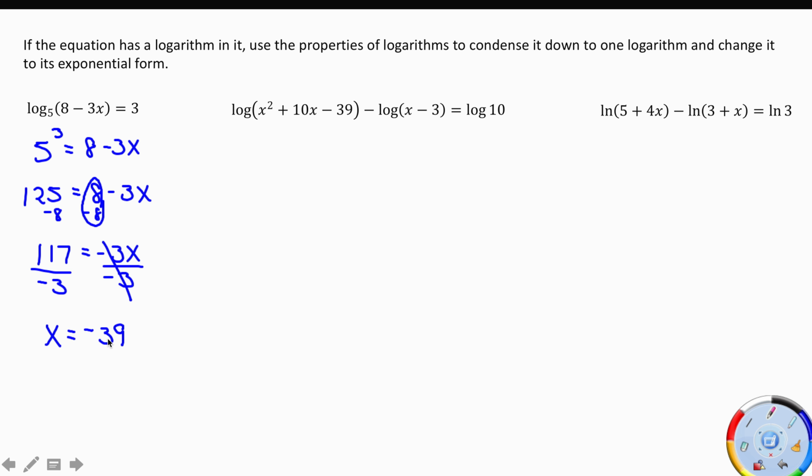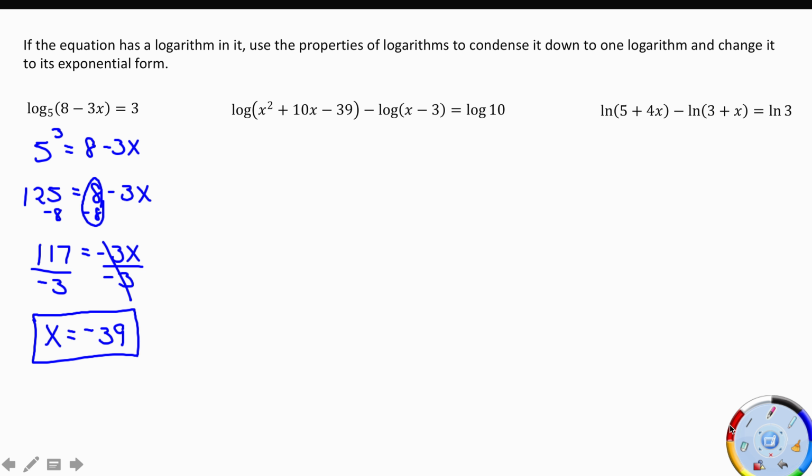Now, recall, with logarithms, you must check your answer because your argument cannot be 0 or negative. Your argument must be positive. It's okay for your x to be negative, but when I plug it into the argument, just like with a radical, right? Because it's exponential. 8 minus 3 times negative 39, I don't really care what it is. It's a positive number, so I'm satisfied with that. But don't forget to check your answers on those logarithms.